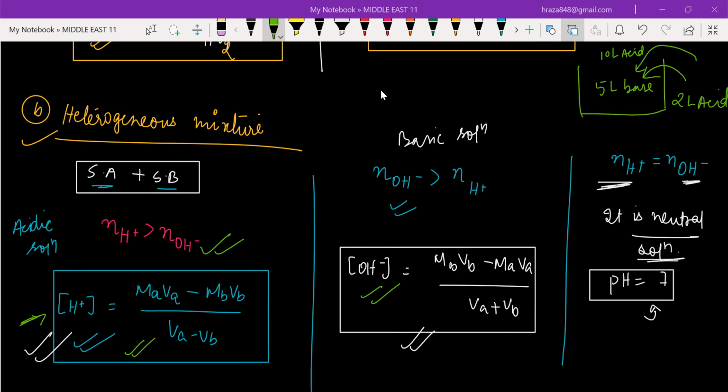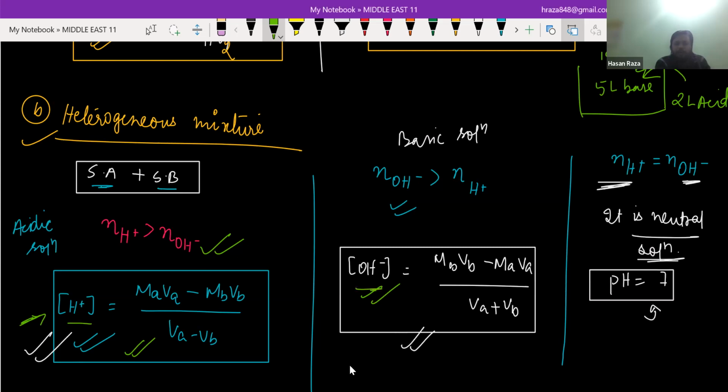So this formula is for calculating the concentration of H plus and OH minus. With the help of H plus and OH minus, we can easily calculate it.